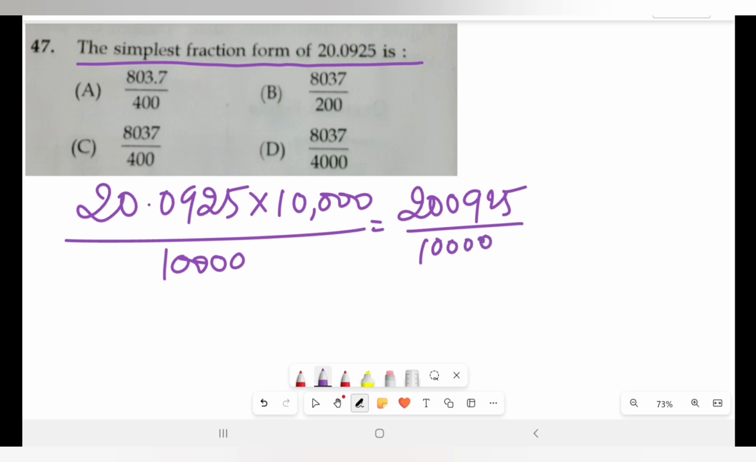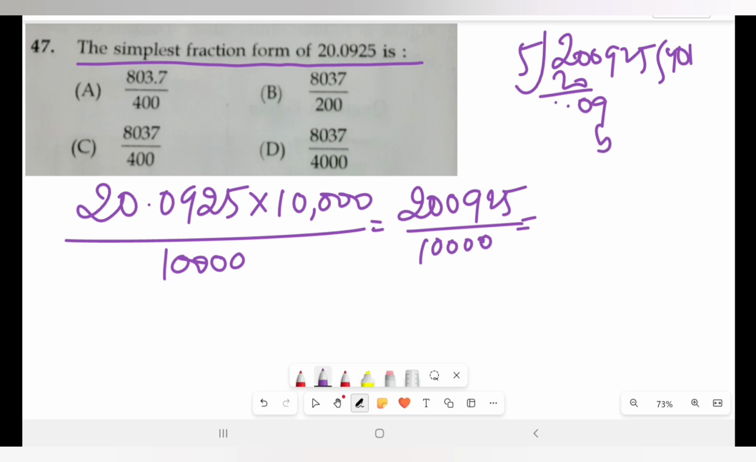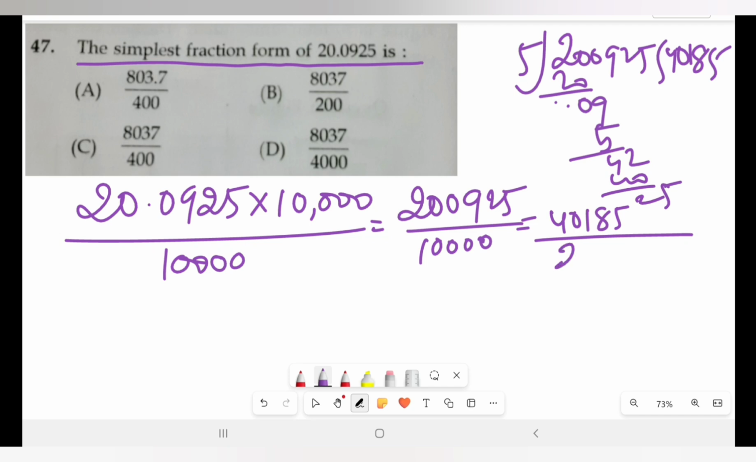As both the numbers are ending with 5 and 0, we can divide the numerator and denominator by 5. So here, 20925 divided by 5. 5 4s are 20. Then I took 0, it is not dividing, so I put 0 here and took 9. 5 1s are 5. Again I took 2, 5 8s are 40, and 5 5s are 25. So the numerator will become 4185. If we divide the denominator by 5, 10,000 becomes 2000.